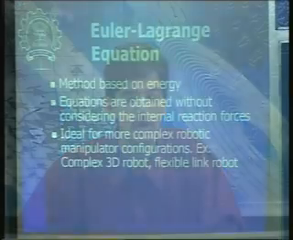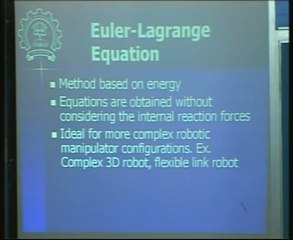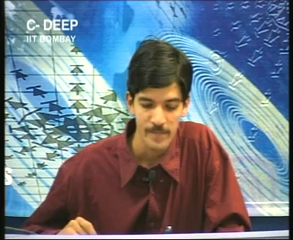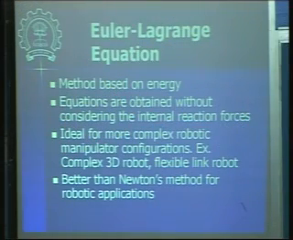Next, this method is ideal for more complex robotic manipulator configurations. Imagine if you have to apply Newton's method to a 3D complex robot manipulator, there are many forces that you have to account for, and you have to get your free body diagrams correct. But in the Lagrange formulation, you avoid all those complications. Another example: if you have a flexible manipulator, with flexibilities in the manipulator, and you want to find the equations of motion, it becomes very easy based on the Lagrange formulation, while Newton's method becomes very tough for flexible manipulator problems. So in general, this method is better than Newton's method for robotic applications.